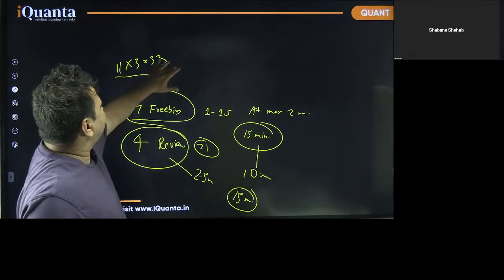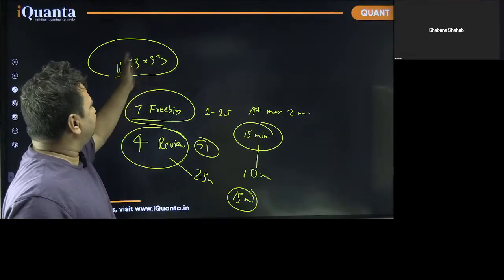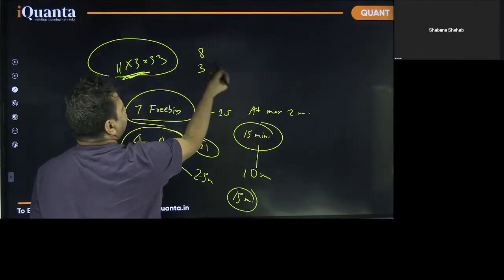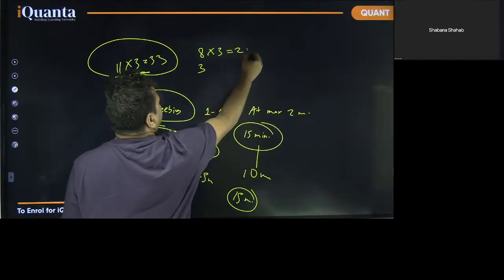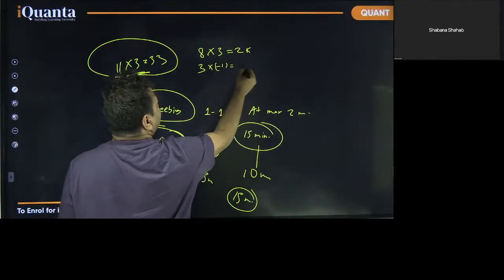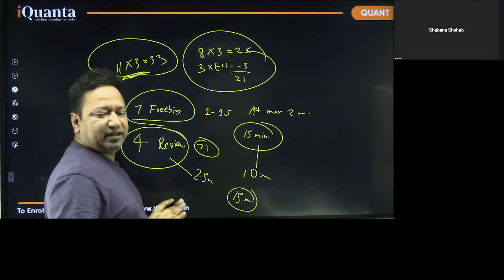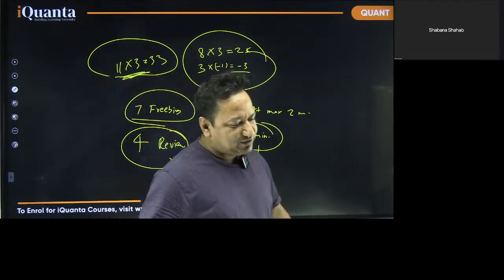So I'm assuming if you do everything right, you'll get 33. Let's say you attempt only 8 right and 3 wrong. So 8 into 3 is 24. 3 into -1 is -3. 21 marks will definitely come in the first 25 minutes. In the next 15 minutes you have to get 10 more marks, and that's all.